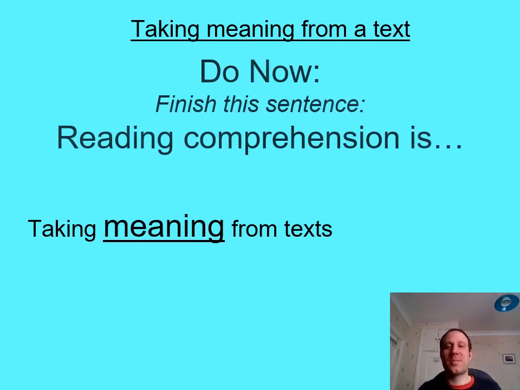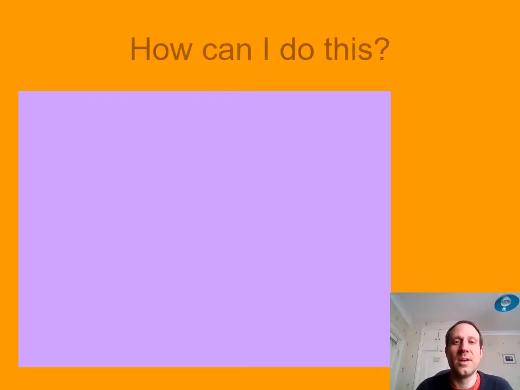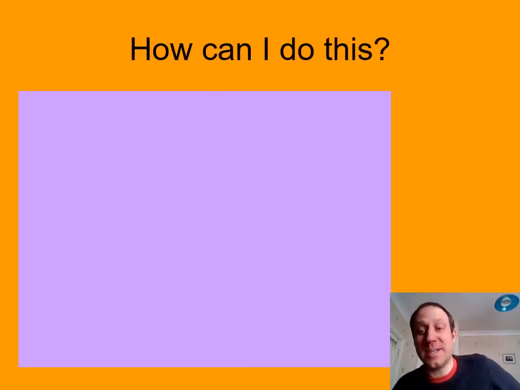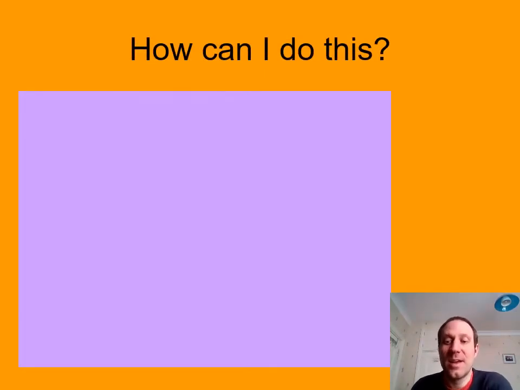Good afternoon, Plum class. We are going to be thinking about how we take meaning from a text. So reading comprehension is taking meaning from a text. That's what reading comprehension means. It means understanding what the text is trying to tell us. So how can we do this? Well, there are several different strategies we use.